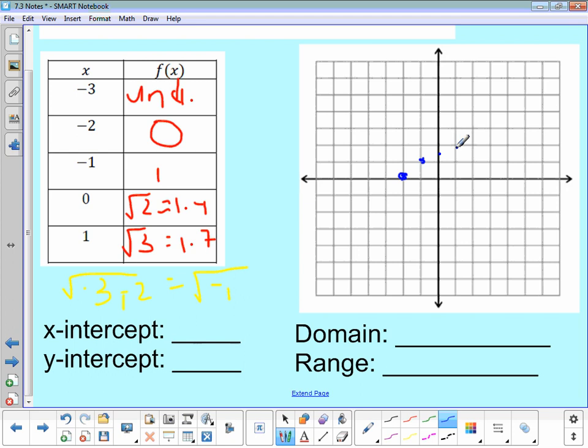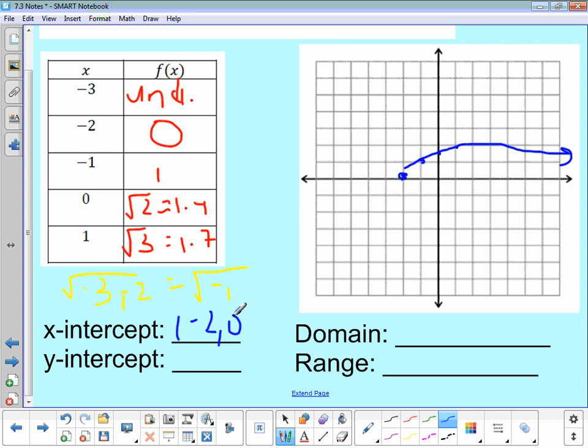That's what my function looks like. When I connect those, it's going to look like that, and it's going to go off in that direction. Now we want to look at those things listed below. The x-intercept and y-intercept are pretty easy to find. The x-intercept is where it crosses the x-axis, so that's at -2, 0.